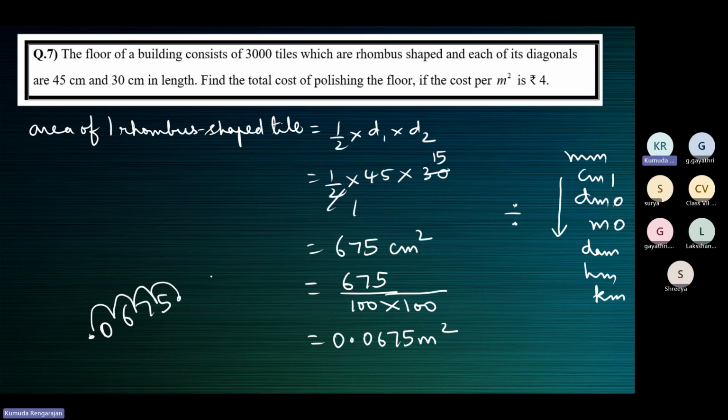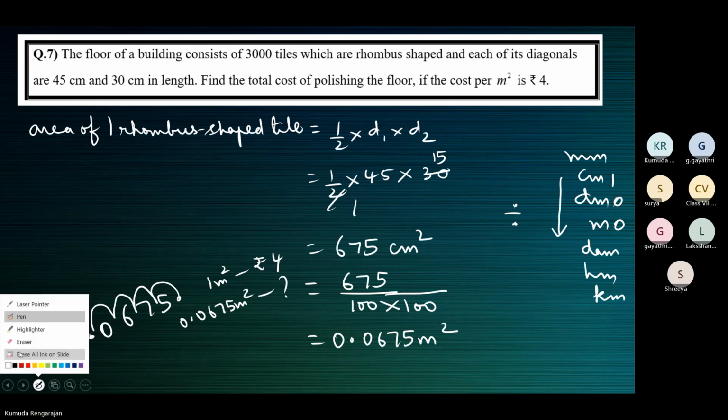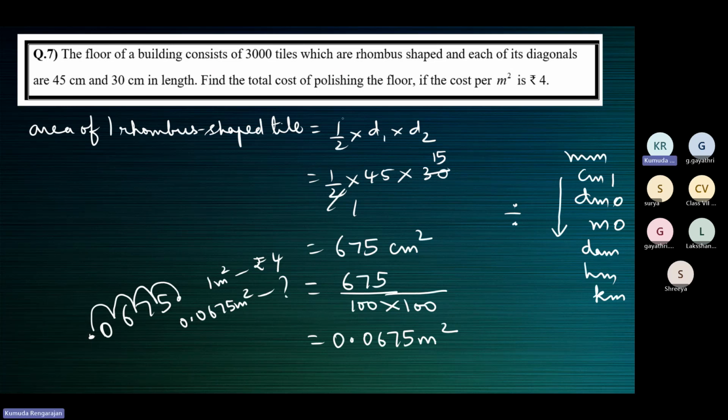Now, for 1 meter square, 4 rupees for polishing. Then for 0.0675 meters square, how much will it be? It's a question. For 1 meter square, see the cost of polishing is given there. Cost per meter square meaning 1 meter square. In the question it is given: if the cost per meter square is 4, per meaning 1 meter square is 4 rupees.